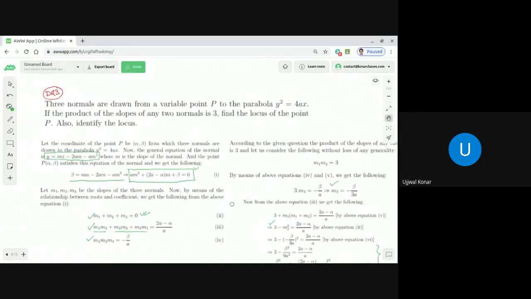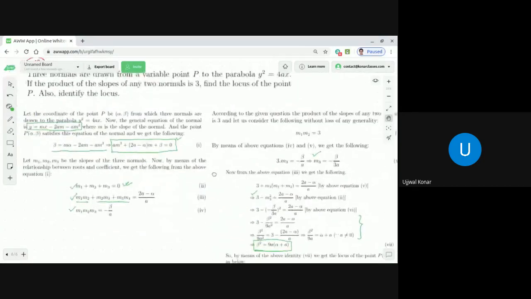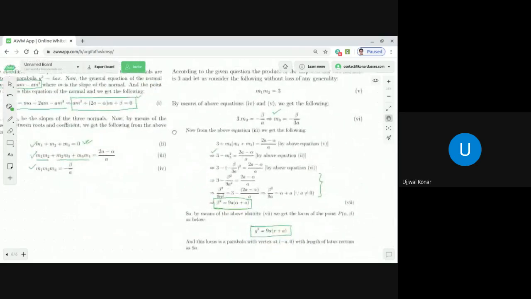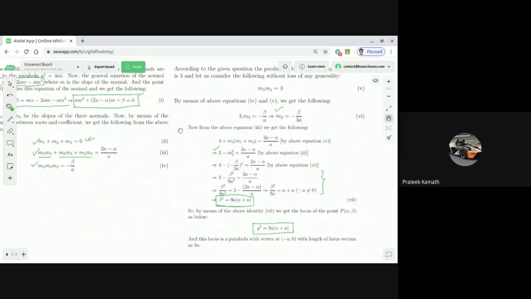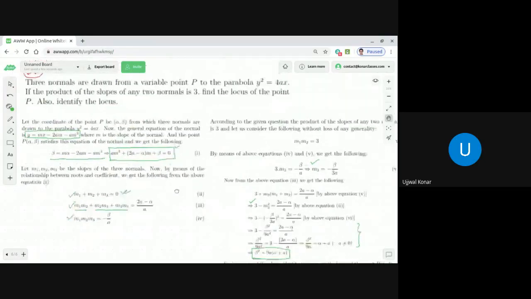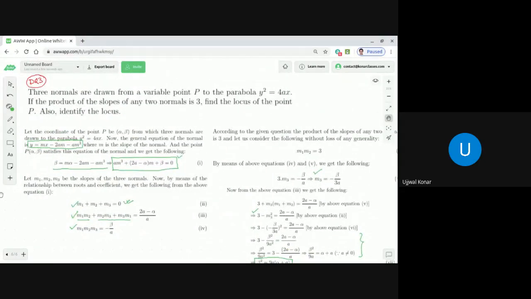Pratik, I hope you understand why it is a parabola? Yes, sir. Now, if none of you have any doubt in this question, then I think I can proceed to the next one.